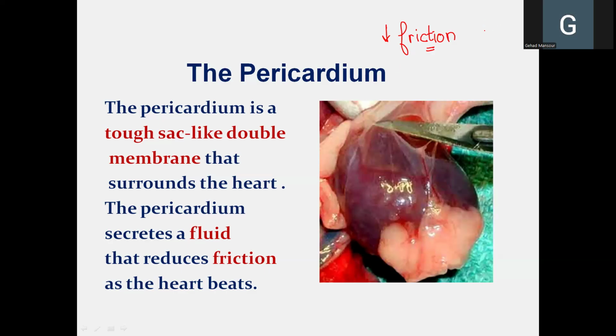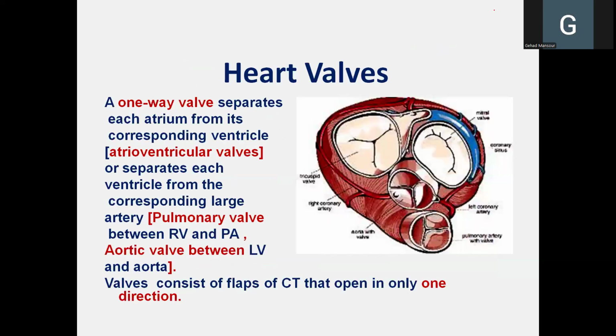So we don't want to have inflammation with every beat of the heart. So in order to minimize friction, we have this amount of pericardial fluid that is normally secreted.